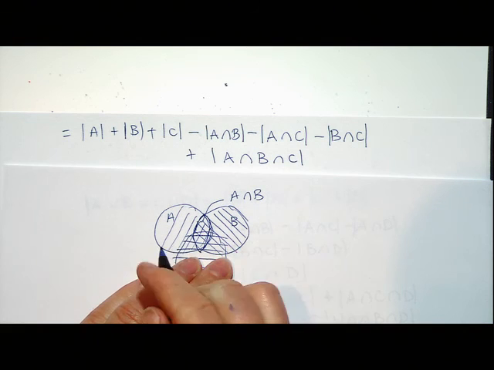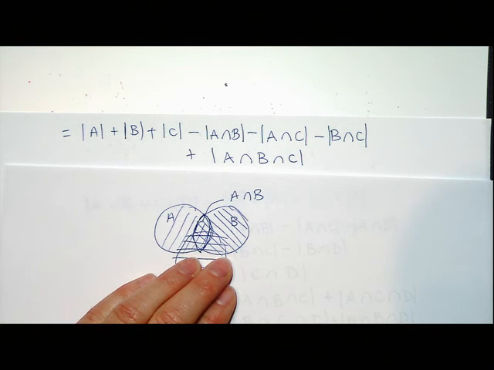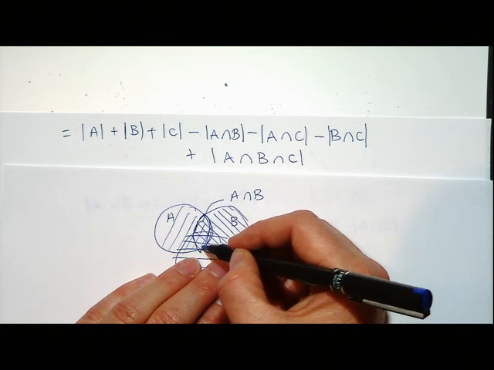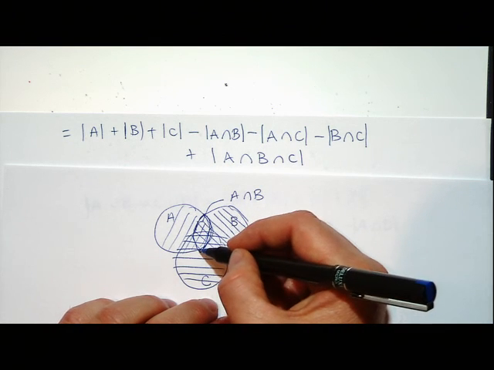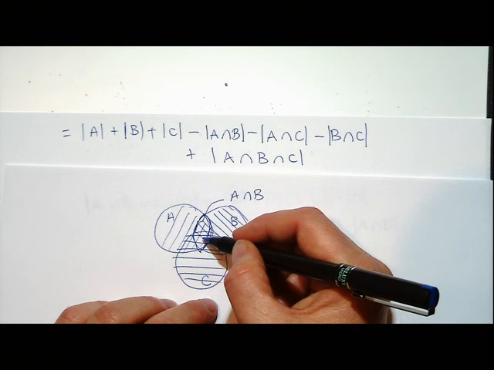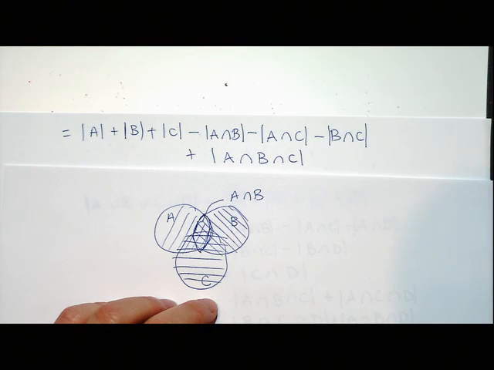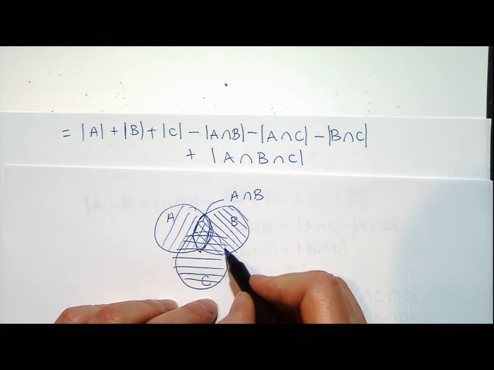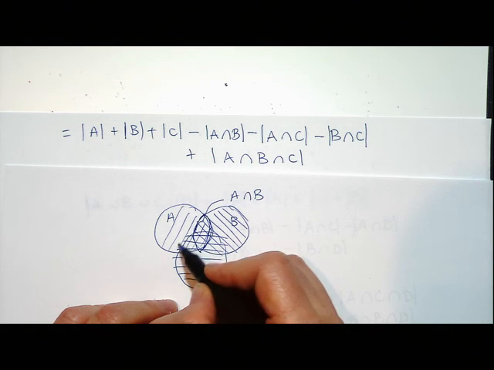So that's just like when we did A union B, we had to take out the football because it got added twice. Well, right here it got added twice, and right here it got added 3 times. So we take this out once, but the ones in here are still in there twice. We're not going to worry about that yet. So then we also take out B intersect C and A intersect C, right?